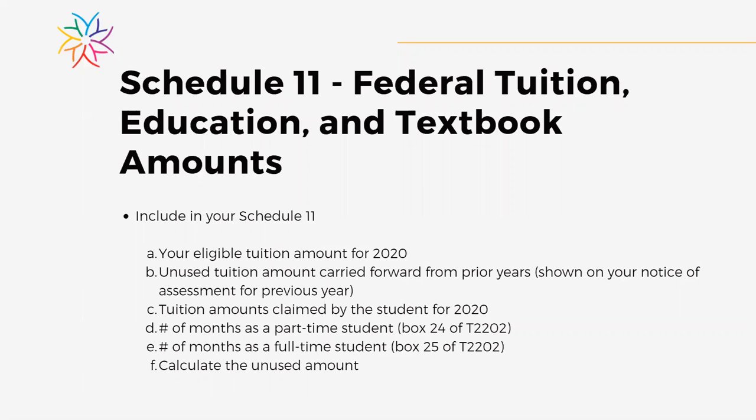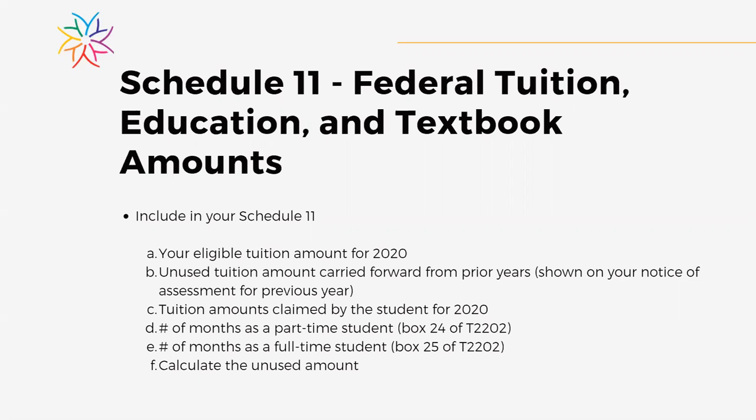Information to be included in Schedule 11 are your tuition amount, which is the amount included in the T2202 you received, plus any eligible examination fees. Since the examination fees are not included in T2202, you will need to keep all the official receipts for them. Any unused tuition amount carried forward from prior years. The amount is included in your 2019 Notice of Assessment issued by the CRA after you file your 2019 tax return. The tuition amount you are claiming in the current year.